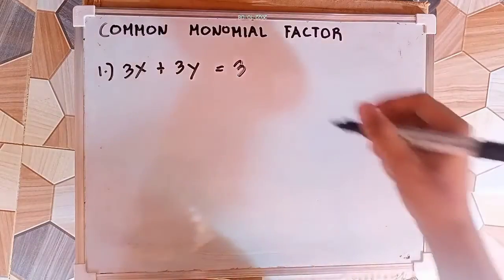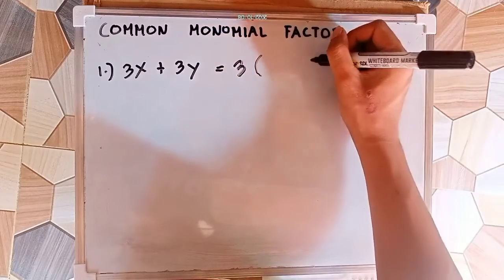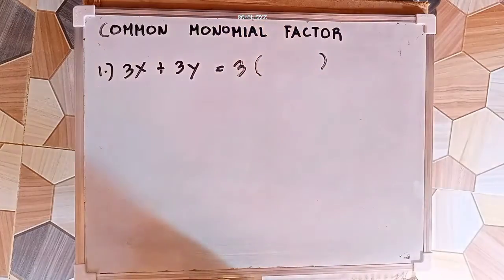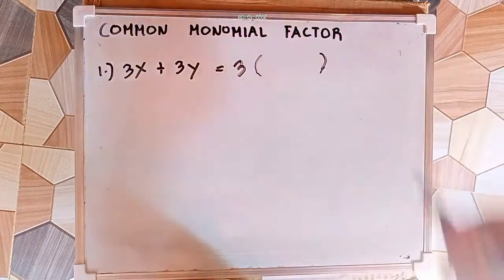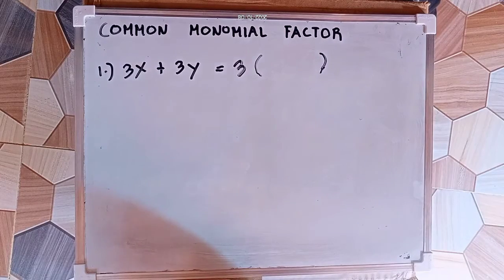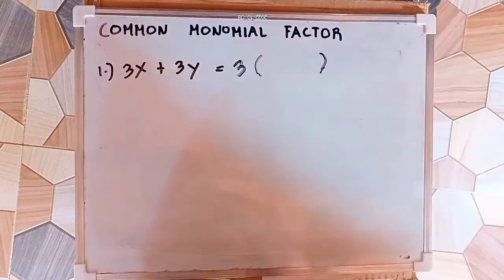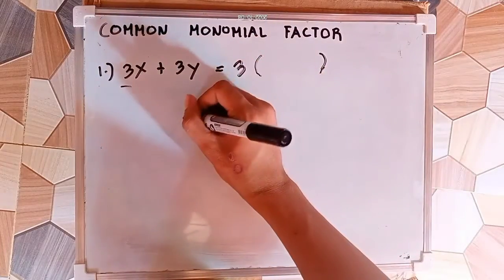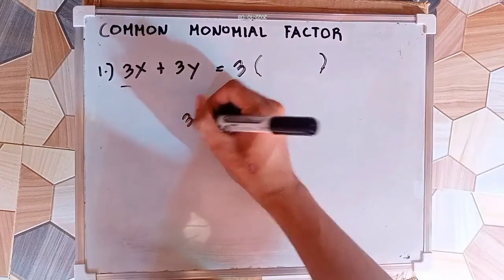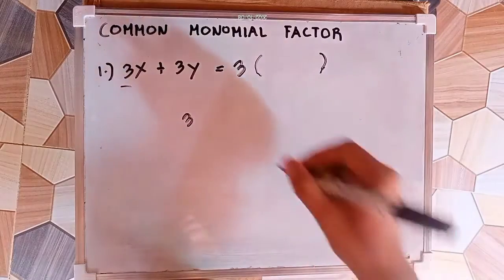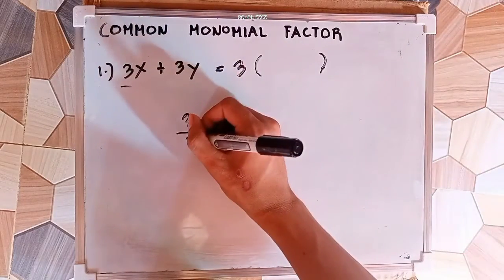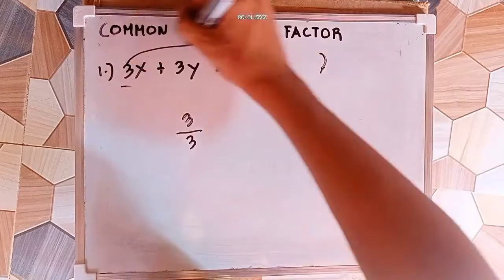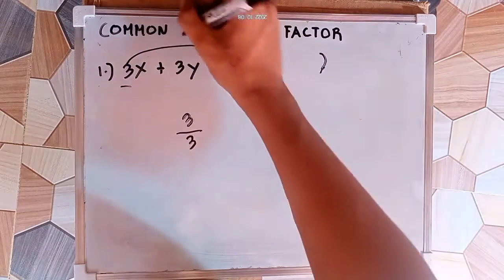So let's proceed. Next step, prepare one parenthesis. Then next is just divide by our common monomial factor. So our first term, 3x: 3 divided by 3. Here, just divide.